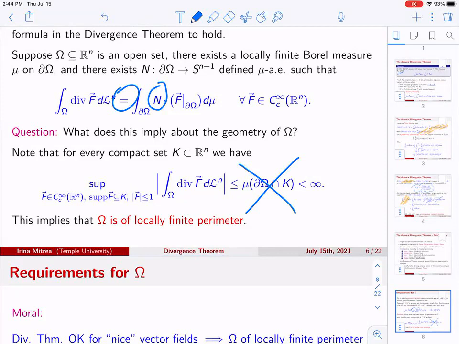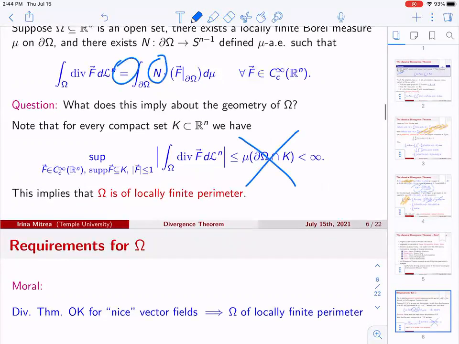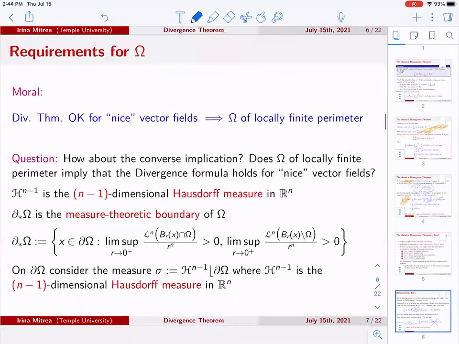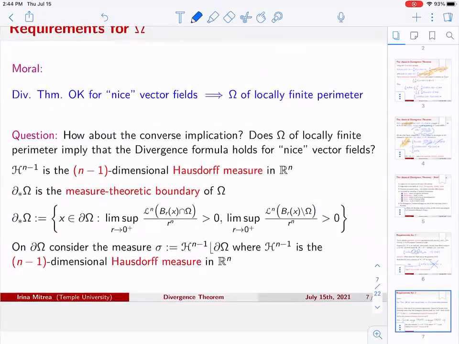For those familiar with the language of geometric measure theory, you're going to recognize here the definition of a set of locally finite perimeter. So the moral that I would like you to take out of this quick analysis is that if the divergence theorem is okay for nice vector fields, then the domain omega necessarily is going to be of locally finite perimeter, okay?